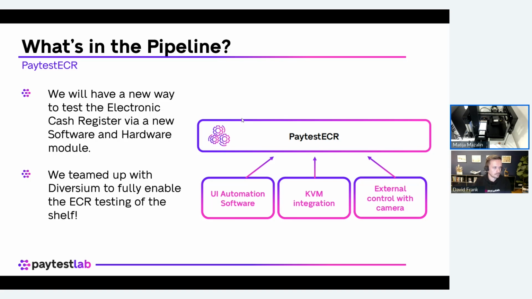They already had a solution which we are now tailoring together to make it compatible with PayTest Hub, and it will be based on 3 different pillars. So there's the UI automation software. In case a cash register allows users to install additional software on it, we will use this and just control the cash register directly with UI automation in order to start and test the sale process.